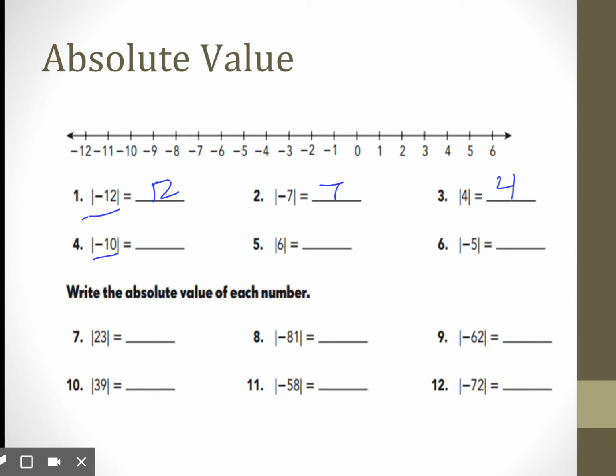How about -10 here? 1, 2, 3, 4, 5, 6, 7, 8, 9, 10. It's just 10. I'm guessing by now you've realized the absolute value of a number is just simply the number by itself. So the absolute value of 6 is 6, and the absolute value of -5 is 5. Why don't you pause now and find the absolute value of 7 through 12 and come back in a moment and compare your answers to mine.